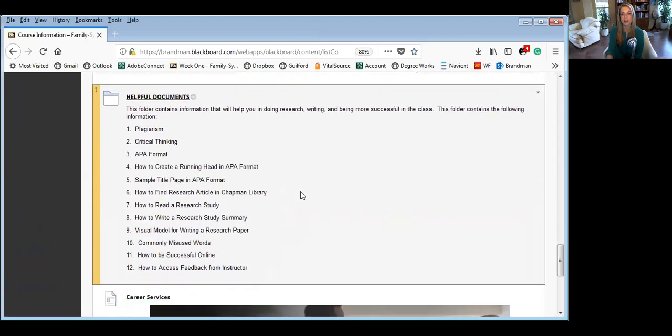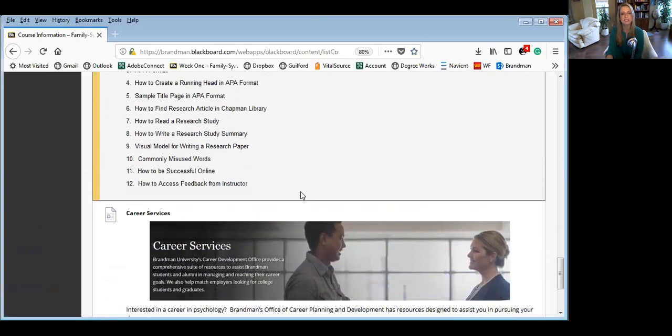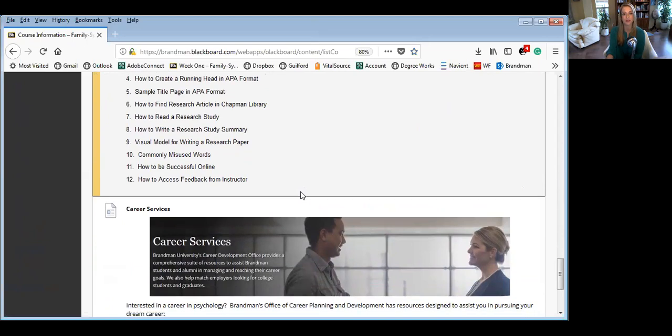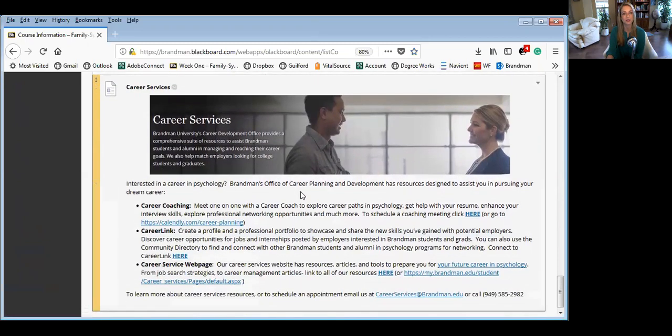Here are some documents that are also helpful. Information on plagiarism, general information on critical thinking, general information on APA format. These are all academic areas that you should consider pretty much in any of the classes that you take in your undergraduate education. But how to be successful online, how to access feedback from your instructor, those kinds of things. I think all of those things are really important, and some of the areas that students just have questions about or never really received any direct guidance on. So I hope that is also helpful for you guys.